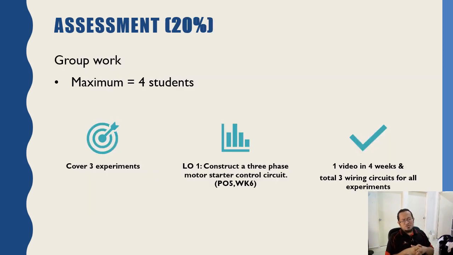So maximum 4 students. But anyway, as I said, the arrangement of the number of students will depend on your instructor, so you have to discuss this with your instructor for further detail. It can be 1 person, it's up to you, but you can have up to 4, maybe 3, 2. This group work will cover 3 experiments. Basically you have to submit 1 short video in week number 4. So a total of 3 wiring circuits for all experiments.